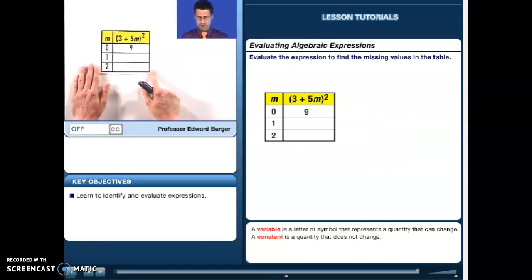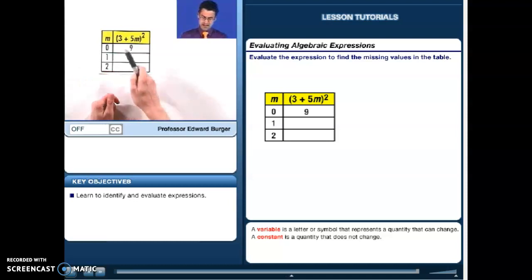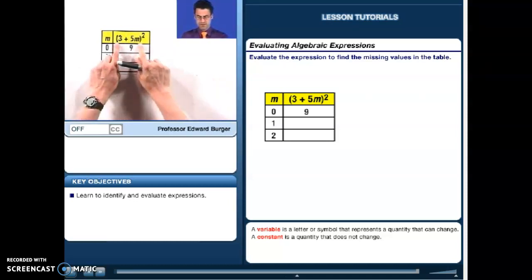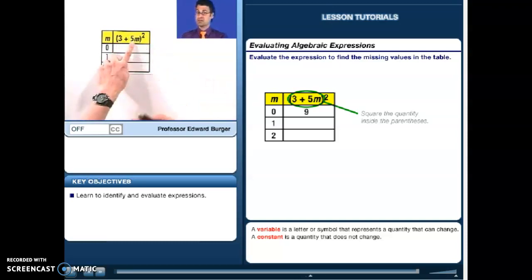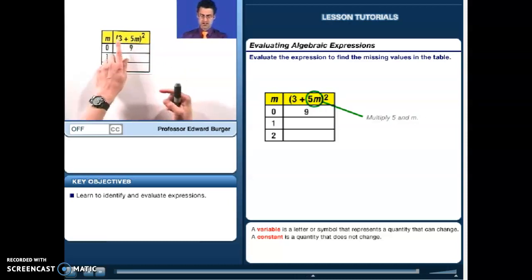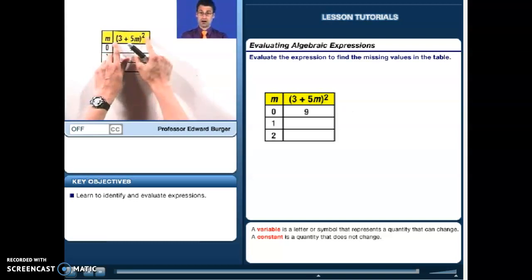This example looks a little bit more complicated. Let's just take a look at the expression first. I take 3 plus 5m, and then I square the whole thing. These parentheses tell me that I'm taking the quantity and squaring it. And by the way, this m here, with the 5 next to it, since there's no symbol written in between, we understand that's actually invisible multiplication. So this is actually 3 plus 5 times m, quantity squared.